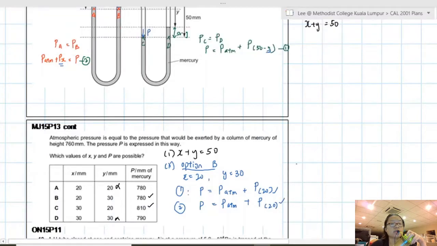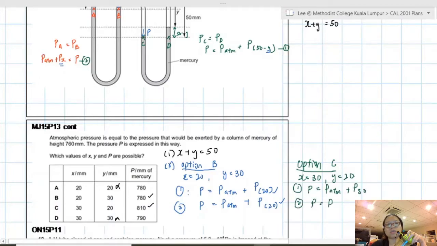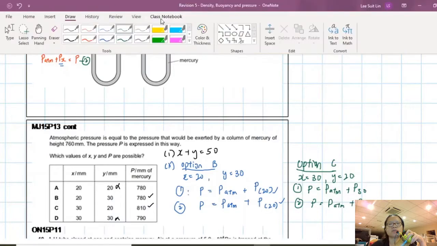Okay. So I think at this point in time, you might know what to do. But again, I just want to compare the options. So I'll do both. Okay. So for this one, X is 30, Y is 20. So again, P is either equal to atmosphere plus 50 minus 20, which is 30, or P atm is equal to P plus P30.